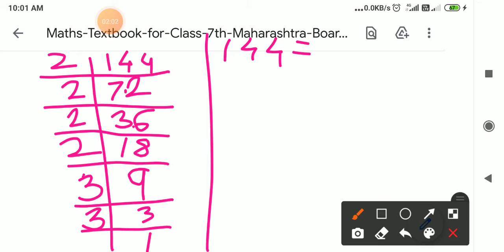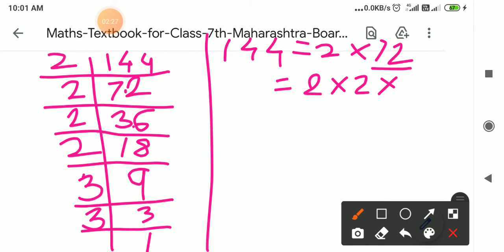144 means what? If you divide 144 by 2, then you will get 72. 144 means 2 into 72. So here 144 is equal to 2 into 72. Now here write 2. Again 72 is divisible by 2. If we divide 72 by 2, you will get 36. Means 72 means what? 36 2s are 72. So write 2 here as it is, and 72 means 36 2s are 72. Okay. Now this first 2 and second 2 we have to write here as it is, 2 into 2.